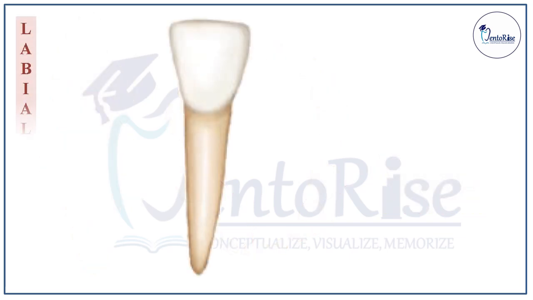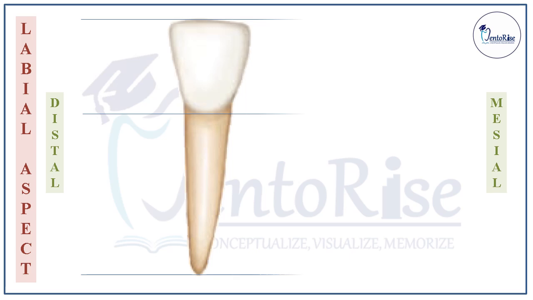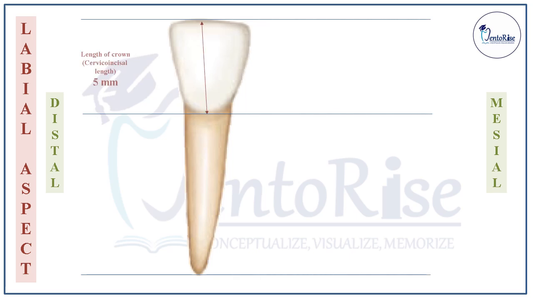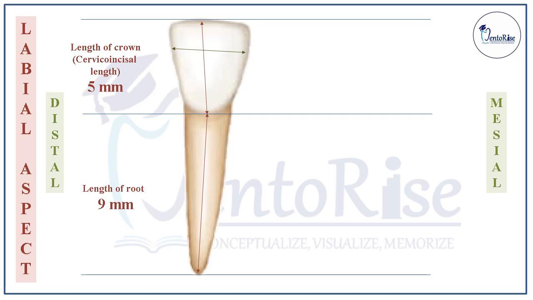Starting with the labial aspect, first of all, the length of the crown cervico-incisally is 5 mm, the length of the root is 9 mm, the mesiodistal diameter of the crown is 4.2 mm, the mesiodistal diameter of the crown at the cervix is 3 mm.